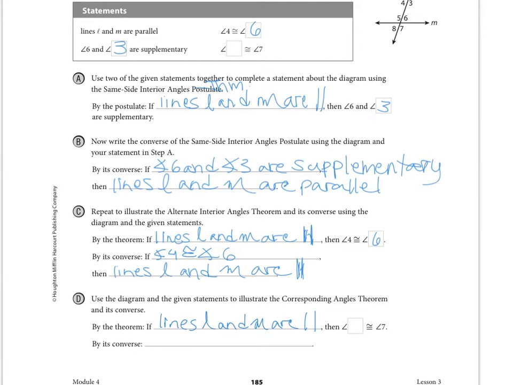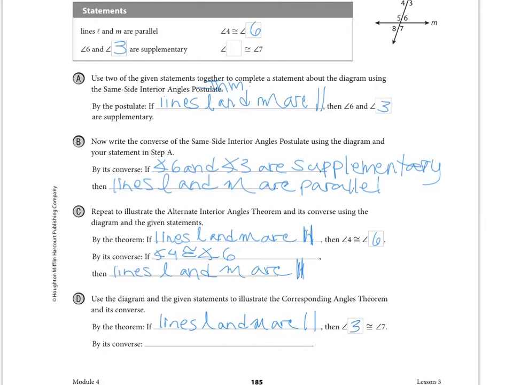Back up on the diagram, where is angle 7? Angle 7 appears to be in that southeast corner of the bottom cluster of angles, so we want the one in the bottom southeast corner, so that's angle 3 of the top cluster of angles, and so angle 3 is congruent to angle 7.